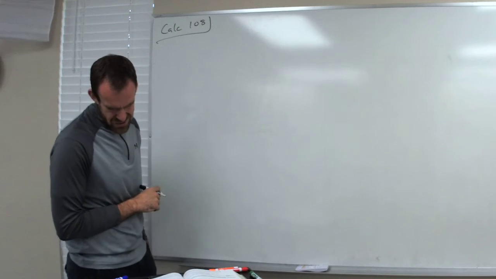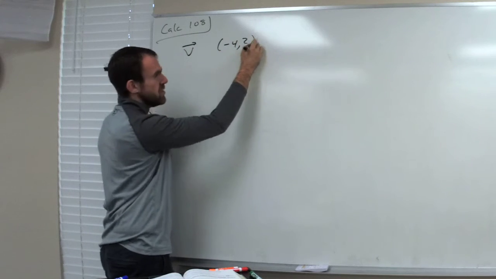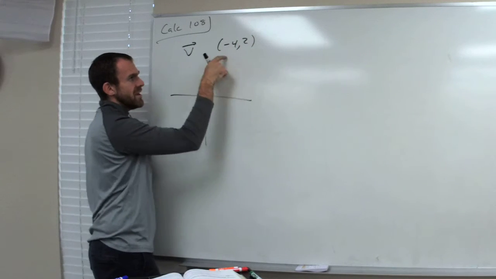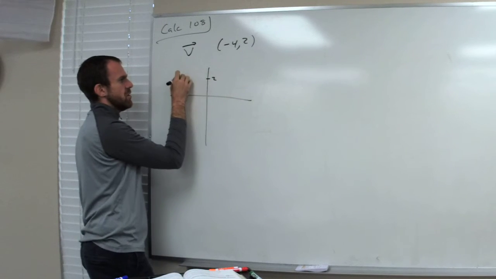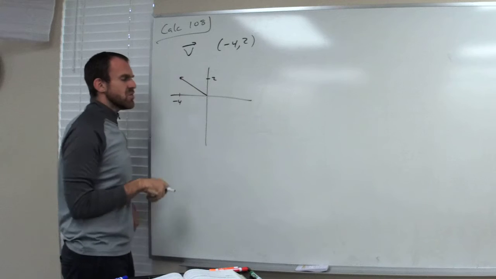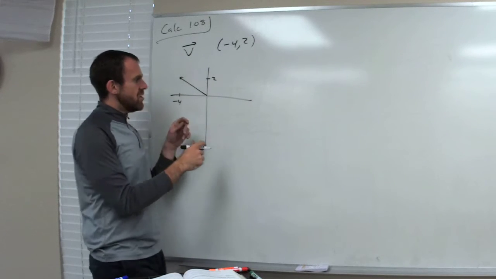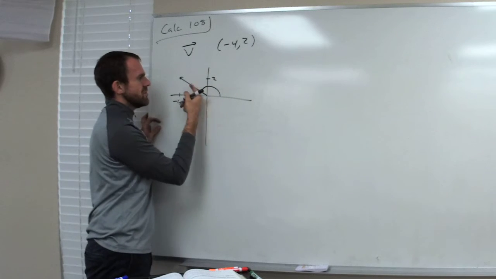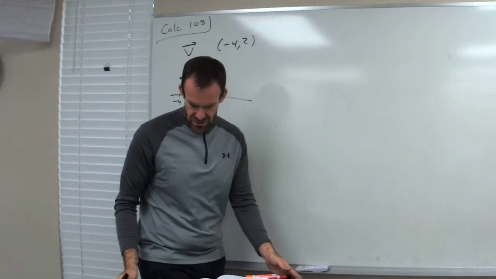So we're going to draw vector v with a position of -4, 2. So first coordinate is the x coordinate, so I'll go back 4 in x and up 2 in y. A vector is a quantity that has a direction and a magnitude. So the direction is that direction and the magnitude is however far along this vector it goes.